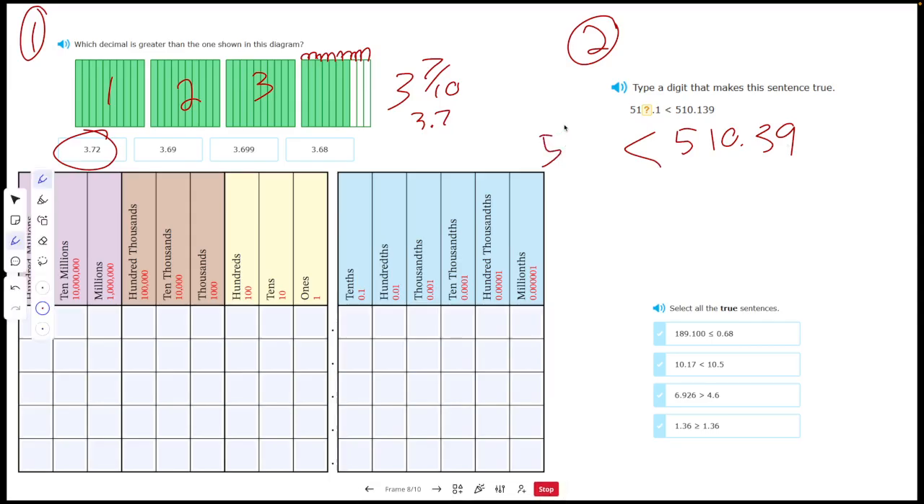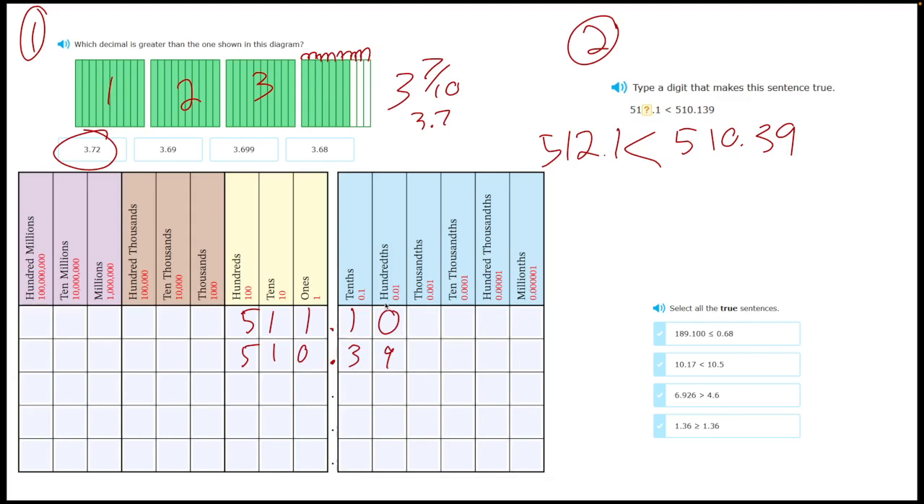So let's try a number here. Like if I put 500 and let's put a 2 in, is 512.1 bigger than 510.39? Yes, right? 512 is obviously bigger than 510. Okay, so 2 would be a right answer. Obviously 3, 4, 5, 6, 7, 8, 9, all of those answers would work. Would 1 work? Well, if we do 511.1 compared to 510.39, make them line up.